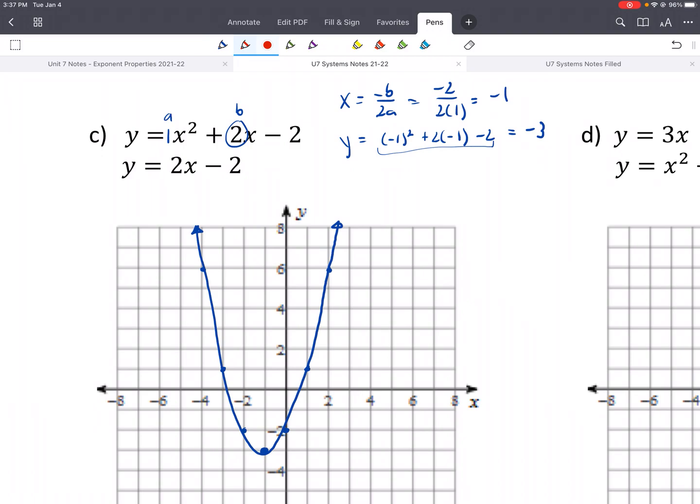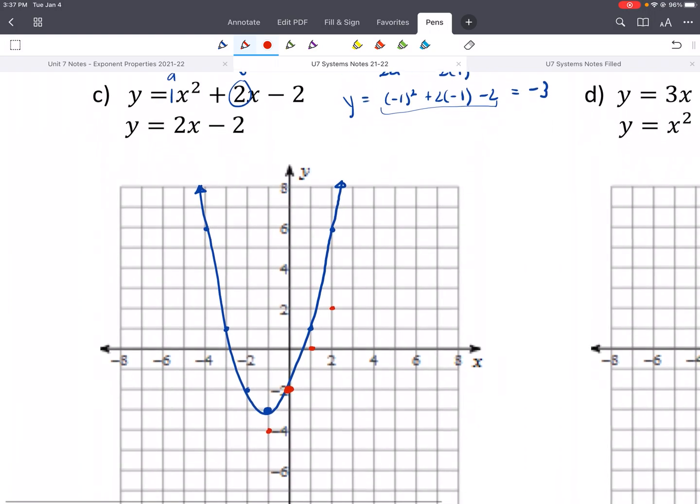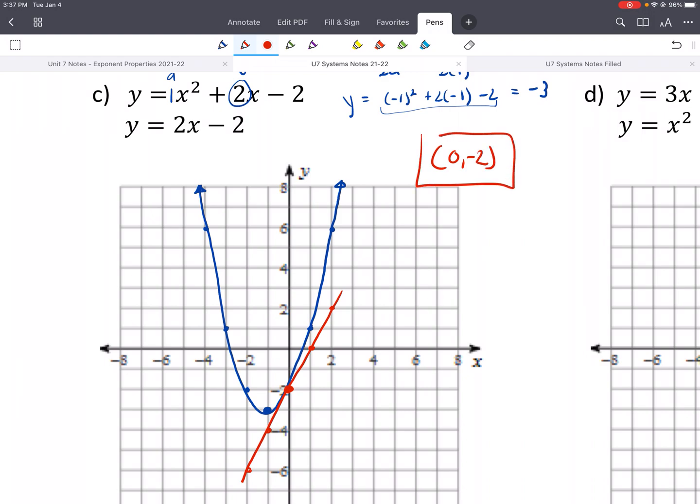All right, and then we'll do our other equation. It has a y-intercept at -2. Oop, looks like we already got where it hits. And it has a rise over run, up 2 over 1. Okay, and it looks like it crosses one time at the point (0, -2).